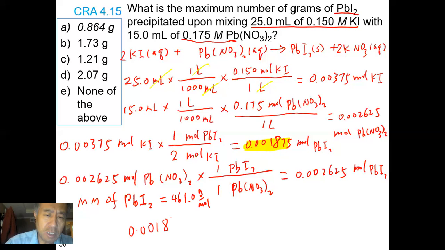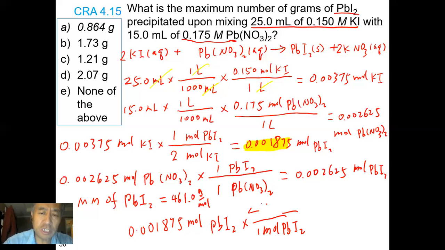So now you have this many moles of PbI2, which will be the precipitate, and use molar mass. So for every 1 mole of PbI2, you have 461.0 grams. After you cancel out the moles of PbI2, you get the grams, and this will give us 0.864 gram of PbI2. Okay, so therefore the answer will be A.